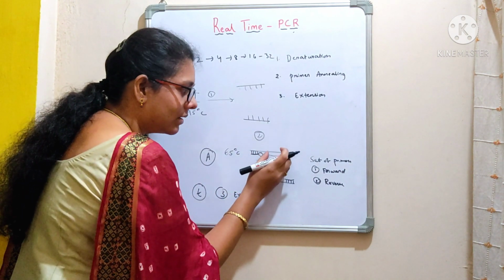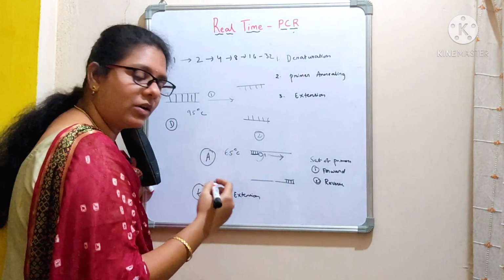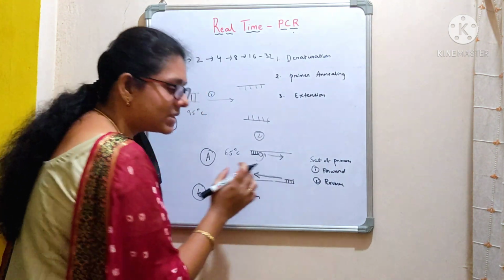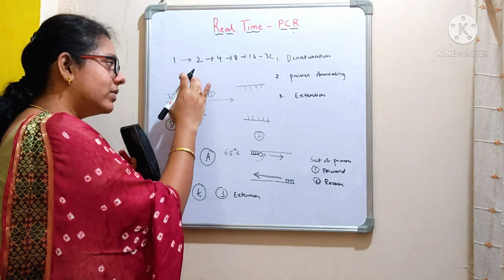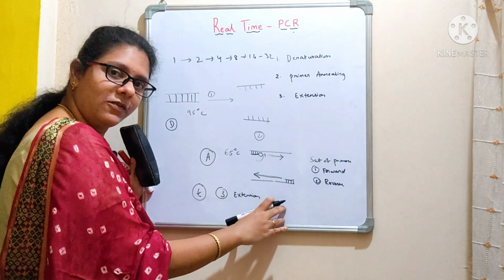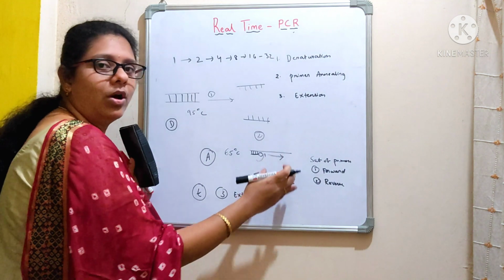So here this strand will be used as a template for the synthesis of a new strand of DNA, and this strand will be used as a template for the synthesis of a new strand of DNA. Initially we introduced the double stranded DNA as a template, but at the end of the first cycle you are going to get two DNA molecules.